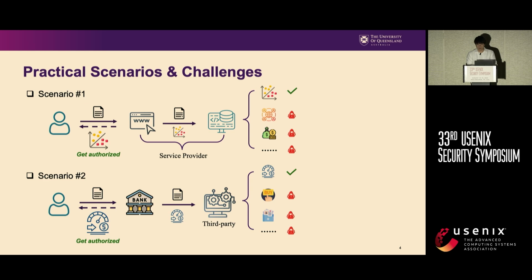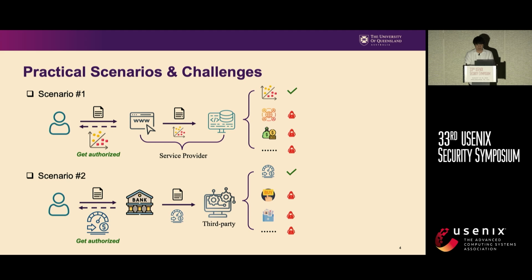In the second scenario, there are three participants: the user, the data processor, and a third party. For example, consider a bank that wants to calculate a client's credit score. The bank collects the client's private information and informs the client that the data will only be used to calculate the credit score. After getting the authorization, the bank transfers the data to a third-party company that specializes in credit score calculations.